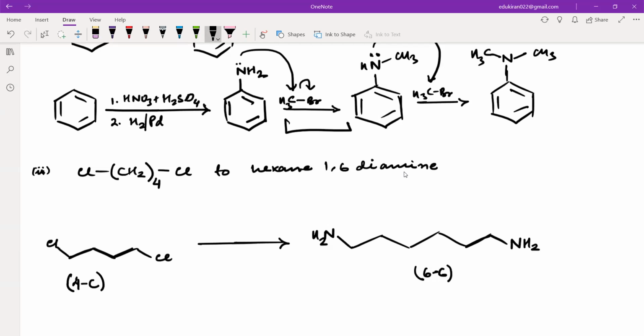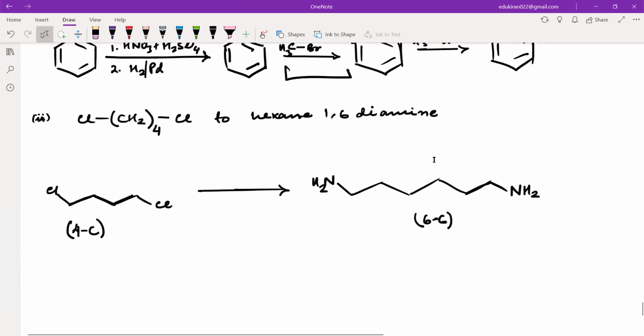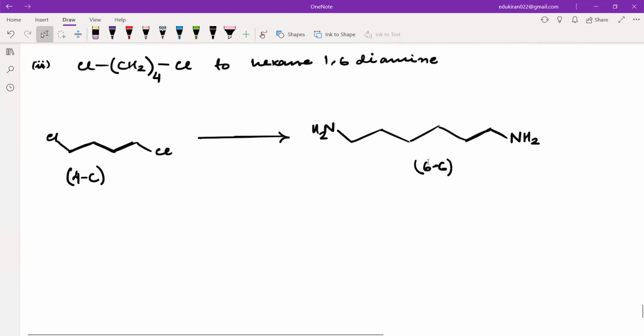So what did I say? Whenever you have to increase the number of carbon atoms, what reaction do we need to do? Yeah, KCN. So when I react the alkyl halide with 2 moles of KCN, the Cl will be replaced by CN. So I will get a CN here, and I will also get a CN here. This is the new addition here.